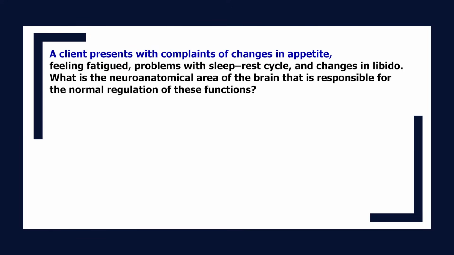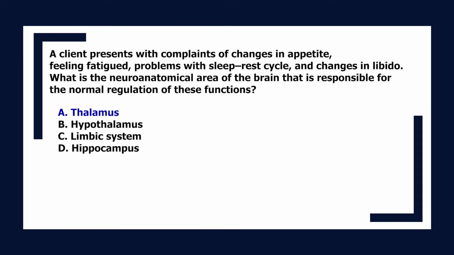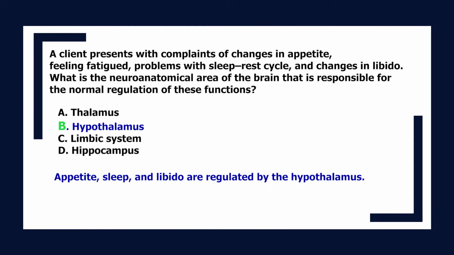A client presents with complaints of changes in appetite, feeling fatigued, problems with sleep-rest cycle, and changes in libido. What is the neuroanatomical area of the brain that is responsible for the normal regulation of these functions? A. Thalamus. B. Hypothalamus. C. Limbic system. D. Hippocampus. The correct answer is B. Hypothalamus. Appetite, sleep, and libido are regulated by the hypothalamus.